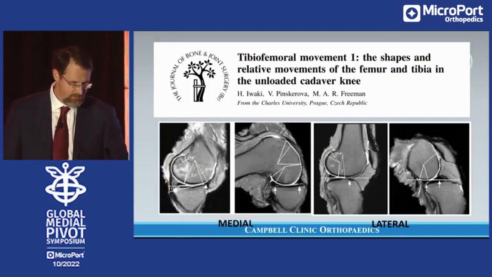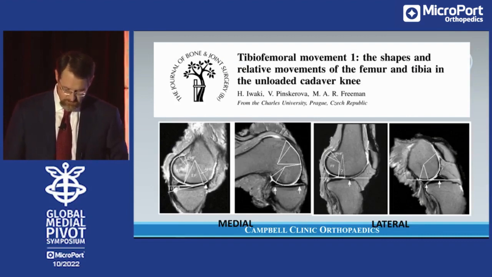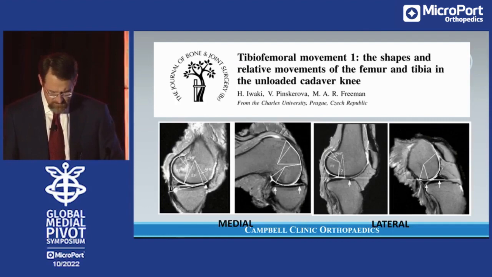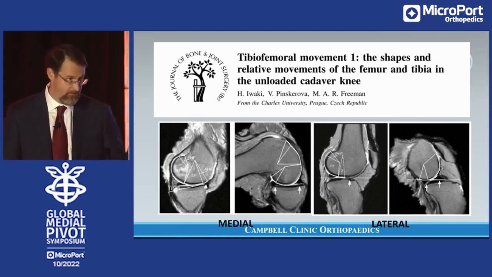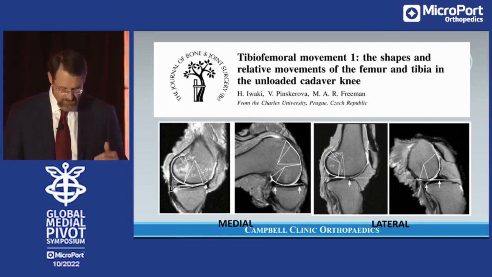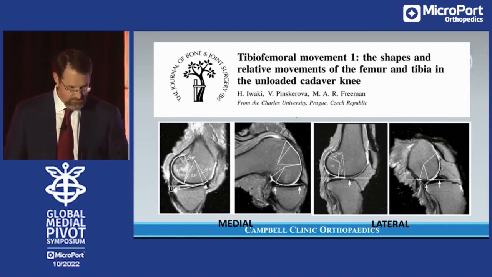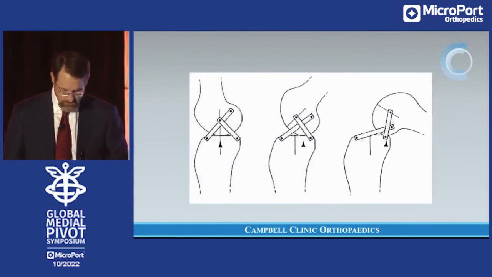And then we get into MRI technology. Freeman and Pinskerova were able to look at normal knee motion in multiple planes. They noted that the contact point between the medial tibia and the medial femur did not really move through knee flexion, while the lateral femoral condyle appeared to slide backwards on the lateral tibia as the knee went into flexion. And so the 4-bar linkage model, with this whole idea of uniform rollback, was really disputed.